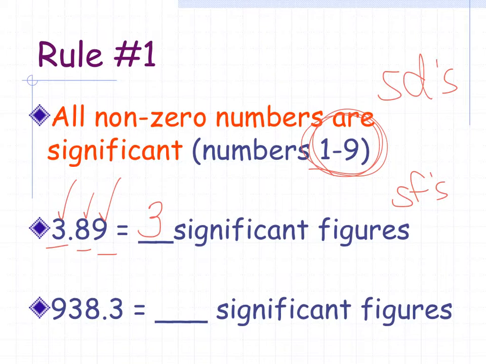So if I look at this second example, 938.3, since all of them are a 1 through 9 number, that means that I measured each one of those places on a measurement tool, and so therefore we would call that 4 significant figures. This will make a lot more sense as the rules go on.